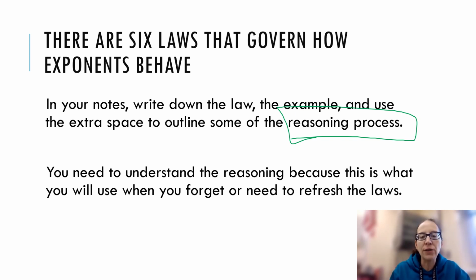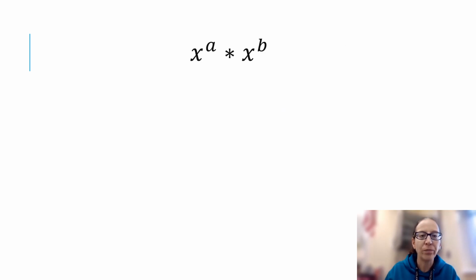Now, you need to understand the reasoning because this is what you will use when you forget or need to refresh the laws. Okay, when you're like, I don't know, should I add these or should I multiply them? All right, so we're going to go through, I think I have a slide for each of these. So the first one is x to the a times x to the b. And the question here is what would you do with those exponents? Okay, so what are you going to do with them?